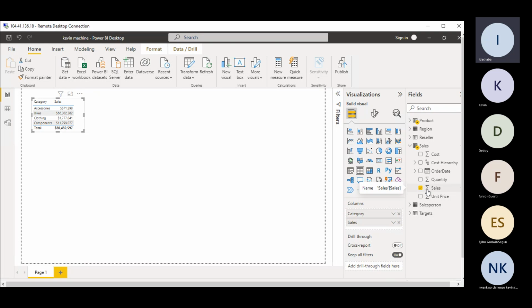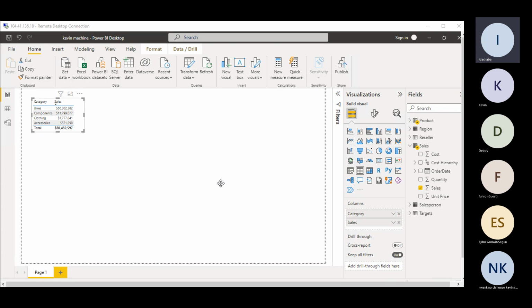So for example, let's say the amount, sales price, or sales for a particular region, it can also be summarized like it is shown in this particular table where you have a total of 80,000. So look at category, look at sales. This is the summary that has been summarized.